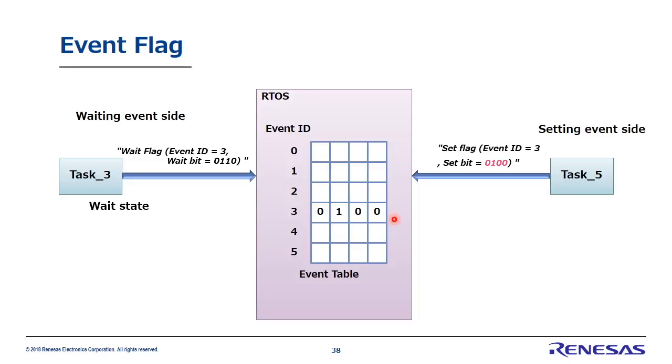If, however, task 5 uses the set flag API to set event ID 3 again, and this time the pattern is 0010, this flag pattern is written on top of the current event ID 3 pattern, making it 0110. Since this is the flag pattern task 3 was waiting for, task 3 is released from waiting and moved into ready state. It is moved from the event wait queue and enqueued in the ready queue. This is how the RTOS event flag function is used to make intertask synchronization and communication possible.